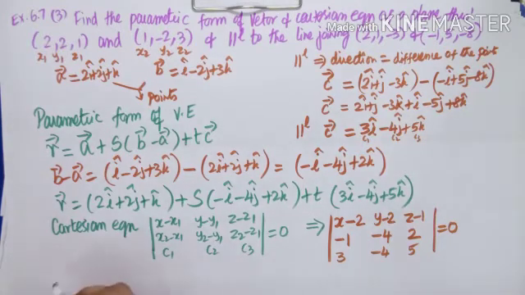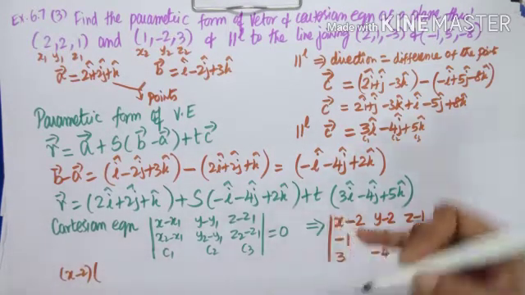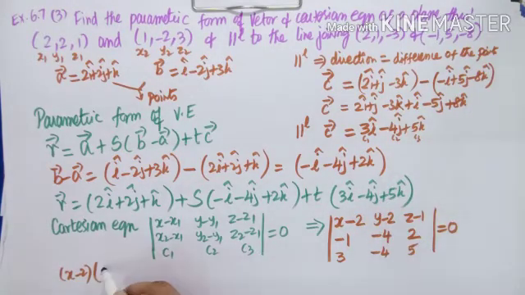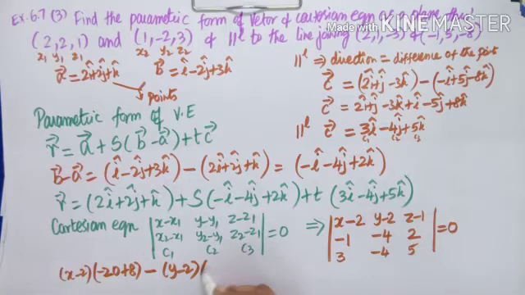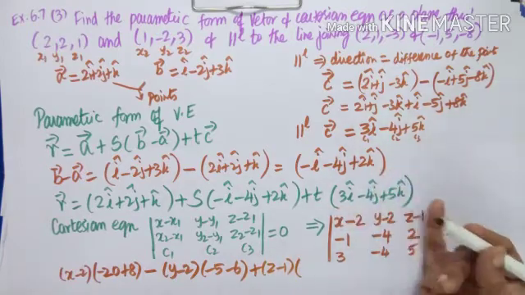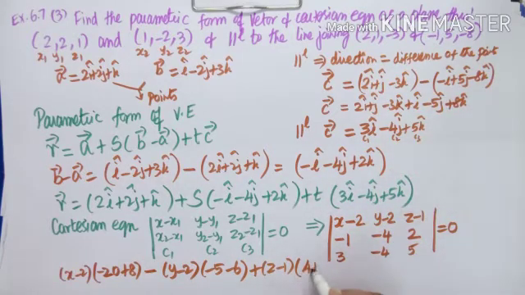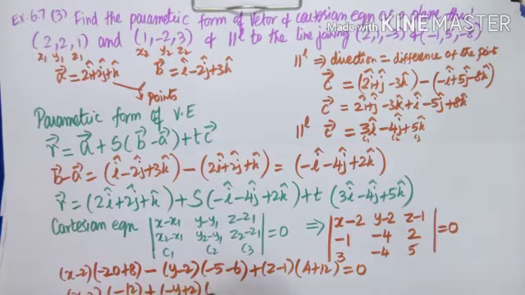Expand the determinant. x minus 2 into, hide the row and column, minus 20 plus 8. Minus y minus 2 into, again hide the row and column, minus 5 minus 6. Plus z minus 1 into, hide the row and column, 4 plus 12 equals to 0. Let us expand this. x minus 2 into minus 12. Take minus in, plus y minus 2 into minus 11, plus z minus 1 into 16 equal to 0.